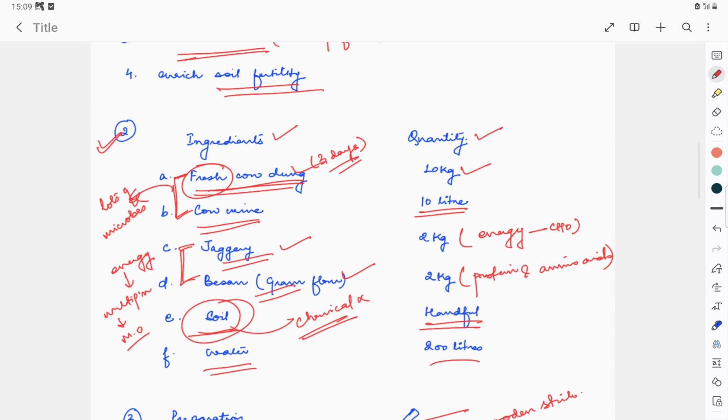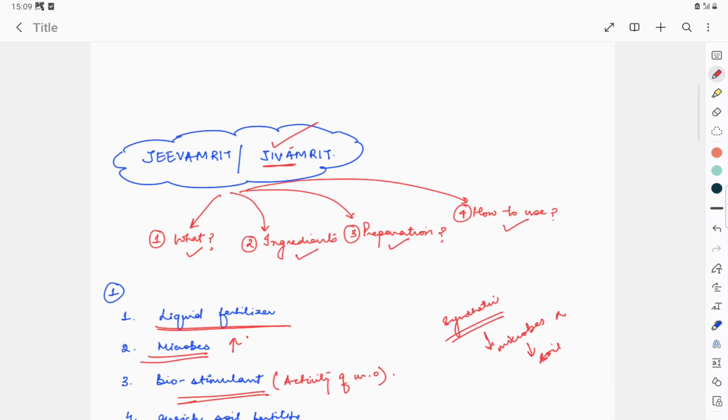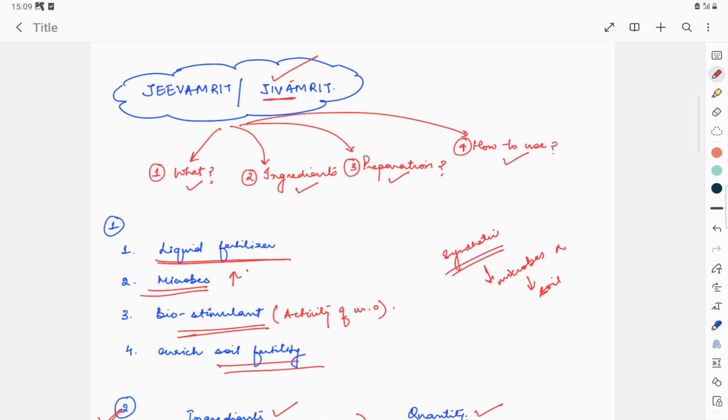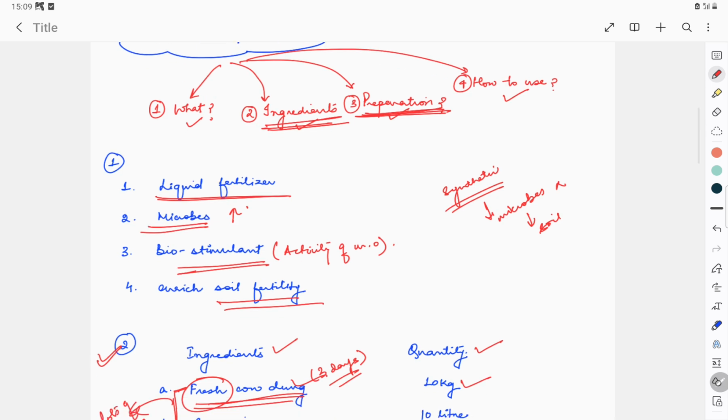I hope you have understood what Jeevamrit is. The most important thing is that you should know the preparation, how it is prepared and what ingredients are required. I think it's very, very easy to make. There's nothing hi-fi or sci-fi, where you need this or that and it has to be done in a particular way. No, it can be done in a very easy manner. All you have to do is take action. You know the ingredients, you know the procedure, so just do it, use it in the field, and see its changes.